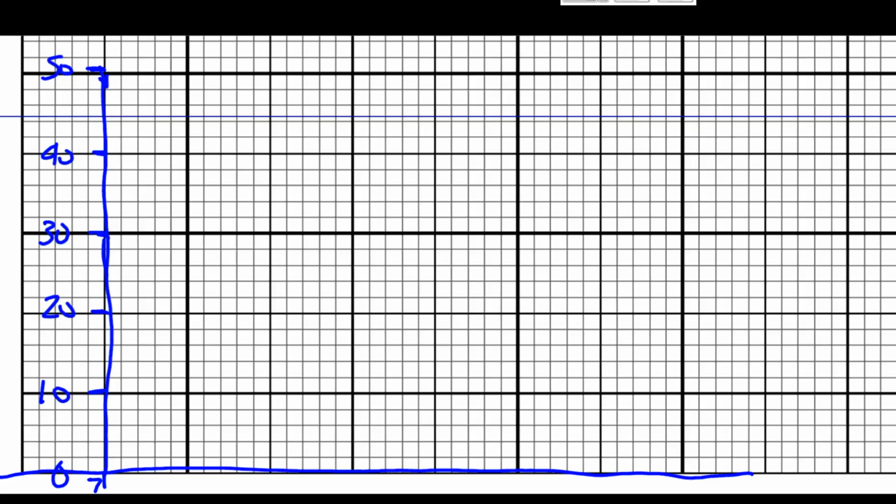I'm going to start at 70 here, because we know that's our lowest point. 70, 90, 110, 130, 150, 170 and 190. This is our hours of sunshine, and the vertical is our frequency, which is number of years.